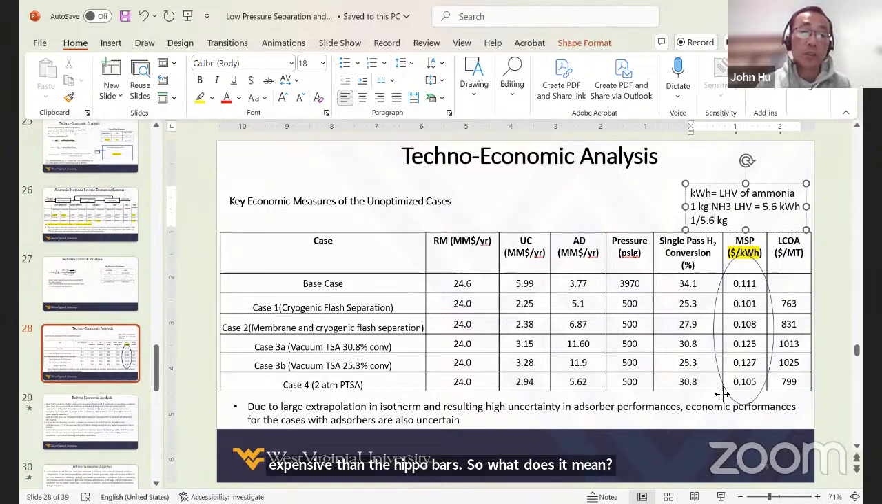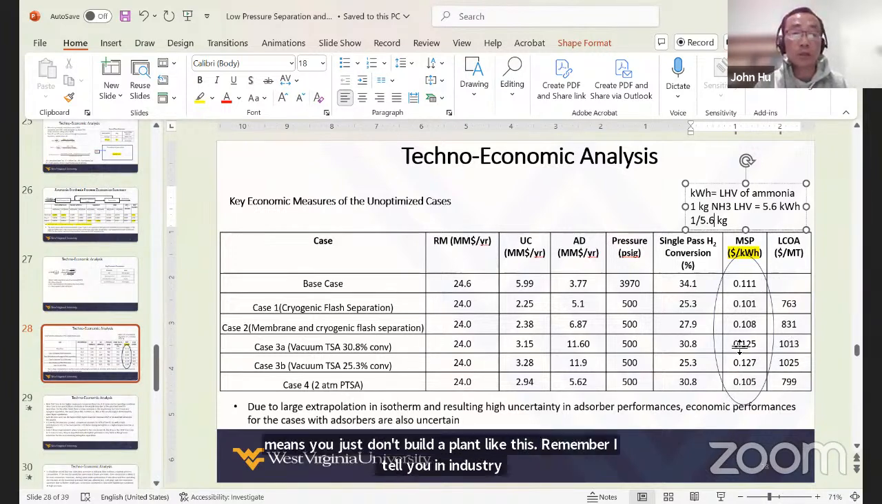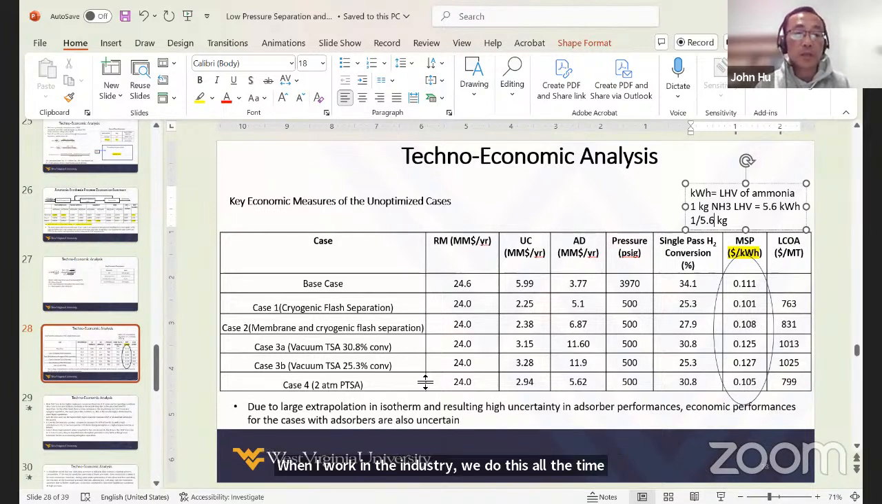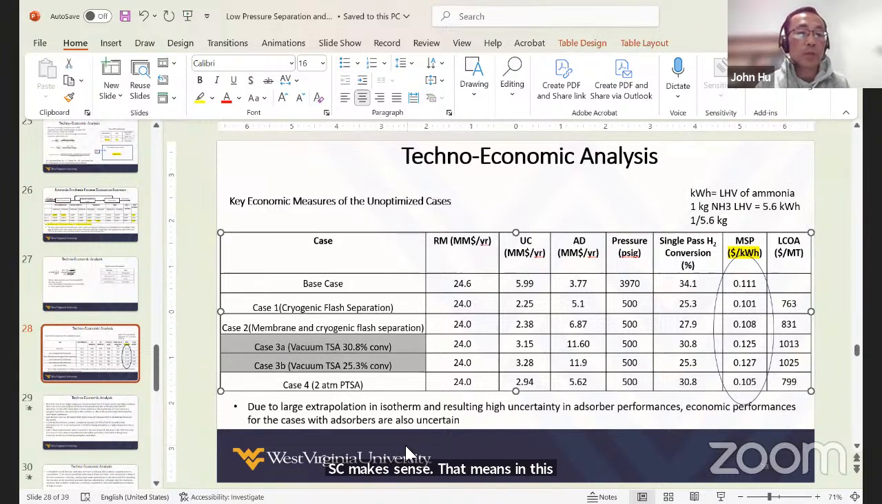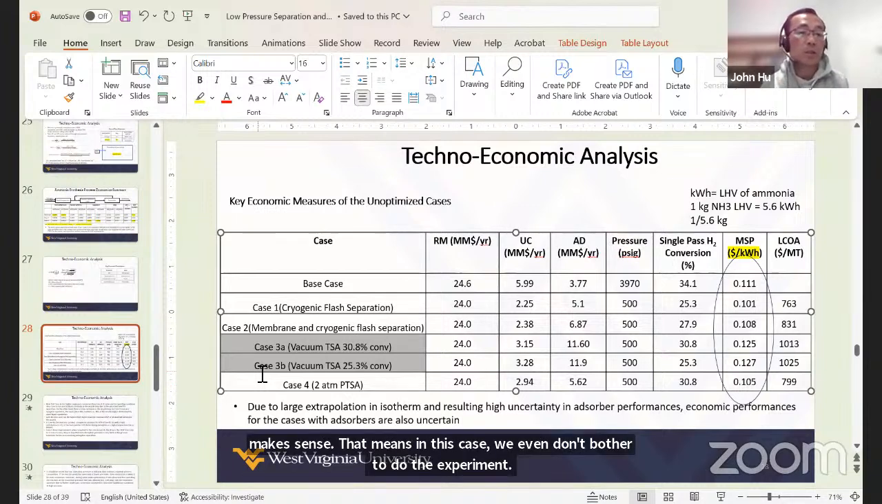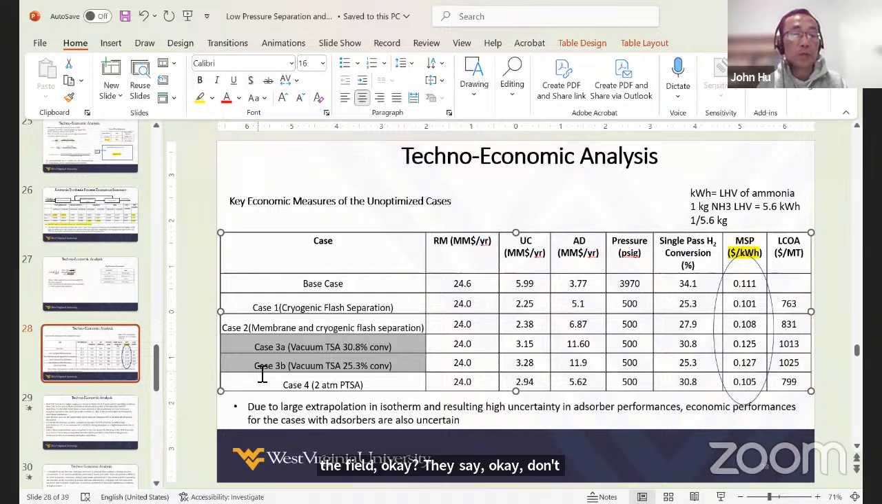Remember, I tell you, when I worked in the industry, we did this all the time. You have to run the economics to see if it makes sense. In this case, we don't even bother to do the experiment in the field. They say, okay, don't even connect the vacuum TSA with your ammonia. Look for something else. Let's do case 2 and case 4.